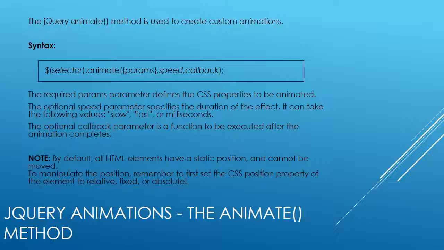The jQuery animate method is used to create custom animations. The required parameter defines the CSS properties to be animated. The optional speed parameter specifies the duration of the effect. It can take the following values: slow, fast, or milliseconds. The optional callback parameter is a function to be executed after the animation completes.